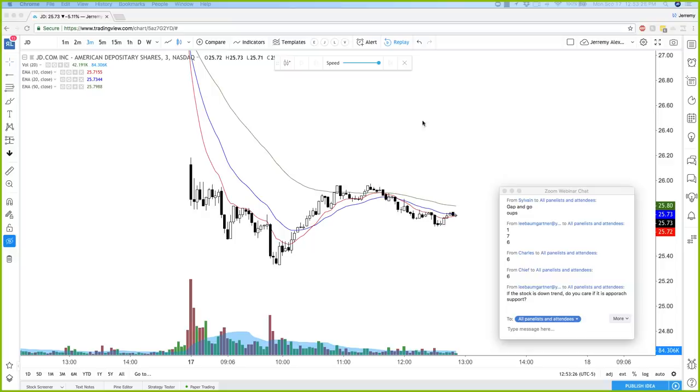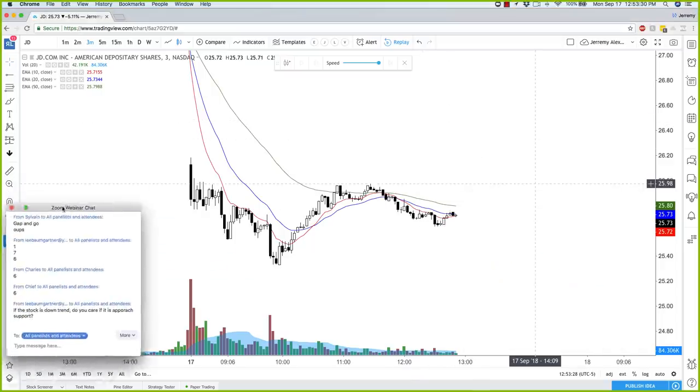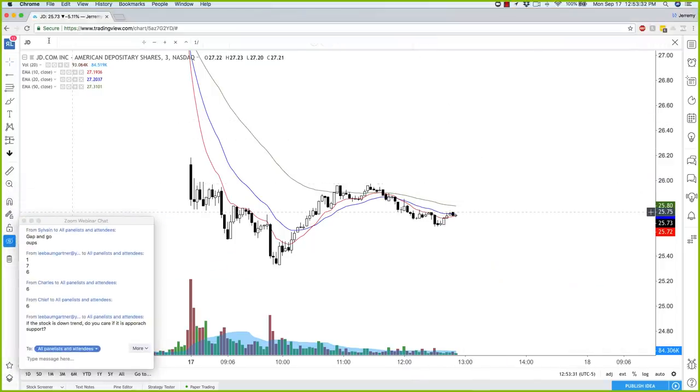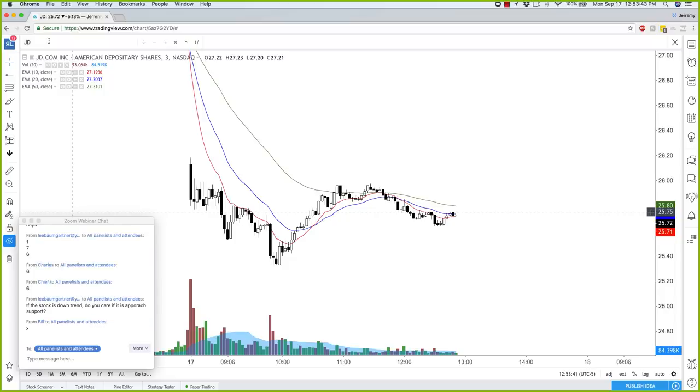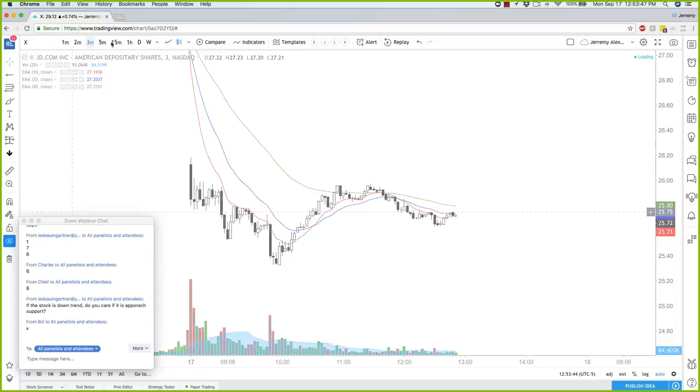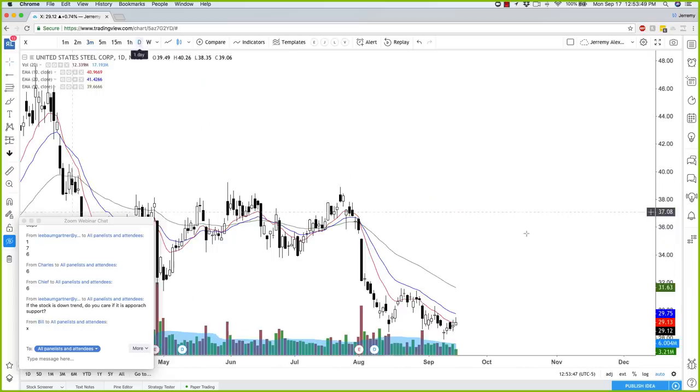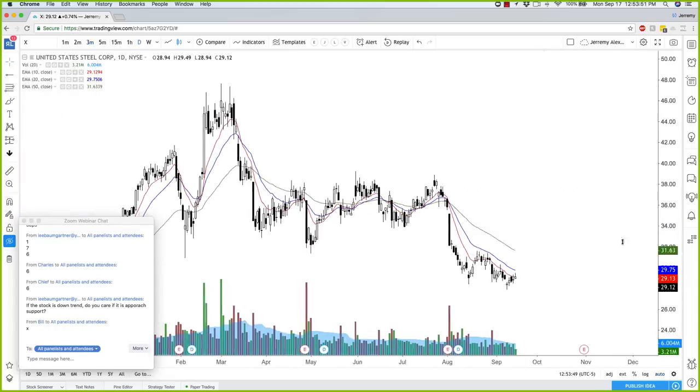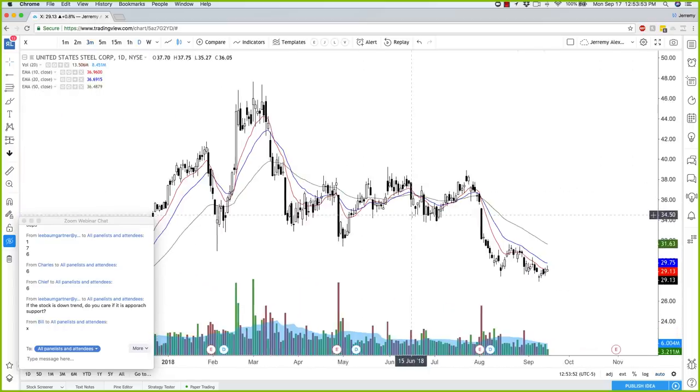So someone go ahead and throw another stock at me. We've got a few more minutes to go. And I want to bring this again full circle. Lee says, if the stock's in a downtrend, you care if it approaches support. Absolutely, yep, but it has to be a very strong support. So Bill says U.S. Steel. So I'm going to pull up U.S. Steel, and I'm going to go to a daily chart, which is a pretty common chart. And what's the trend on U.S. Steel?